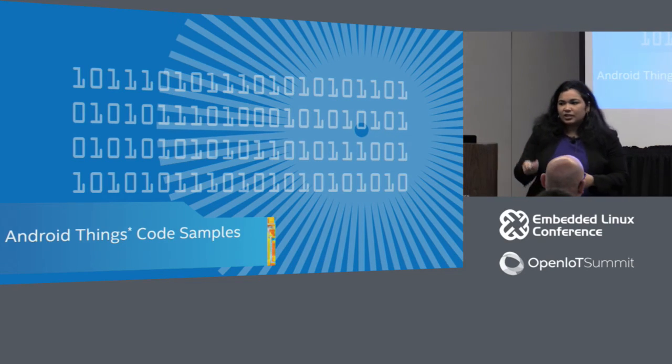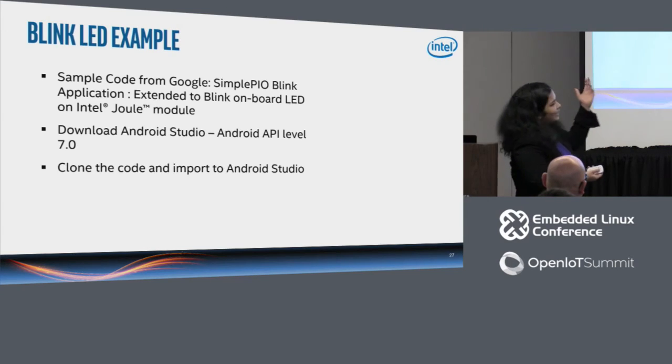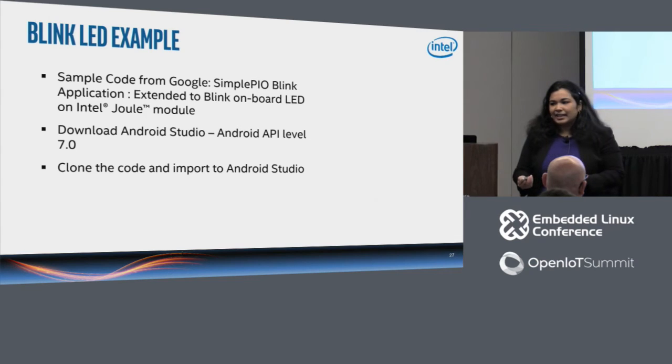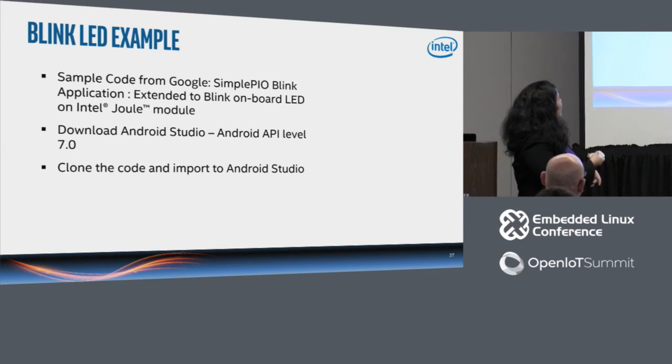So my colleague Sandria, who's in the audience now, is going to be delving deeper into the code. But what I'm going to be showing you is how to flash, build, and install the application, and how to actually get the app starting. The Hello World example, which I'm going to use and which is very standard to IoT, is blinking an LED. This is from Google sample code. It's called Simple PIO, and I'm going to be explaining the blink application. What you need for this is Android Studio running at Android API level 7.